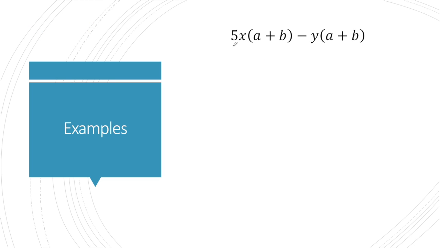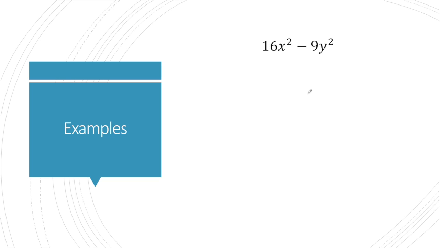Next, I have 5x times a plus b minus y times a plus b. Okay? I can rewrite this by collecting the greatest common factors of these two as 5x minus y times a plus b. Okay, that's one of our precursor steps when we're factoring by grouping. So let's work through another example.